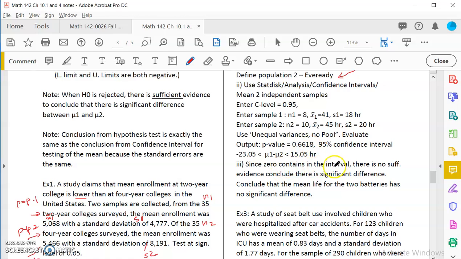Because 0 is in the interval, there's no significant difference. The difference can be as low as negative 23, as high as 15. But technically, we would say there is no significant difference because they could be 0. So we conclude the mean life for the two batteries has no significant difference. They are statistically the same. The sample shows a difference of 41 to 45, but that is because of sample error. Okay, so we're going to do two more examples in the next video.